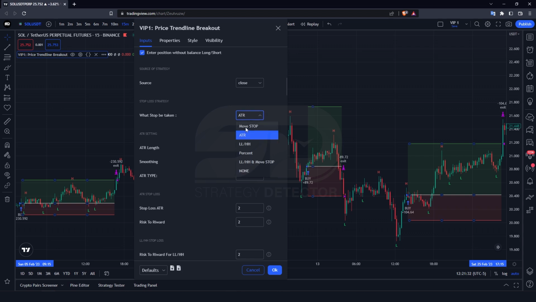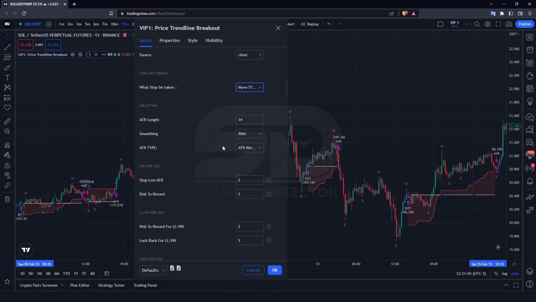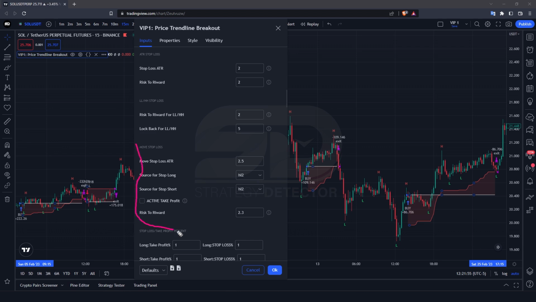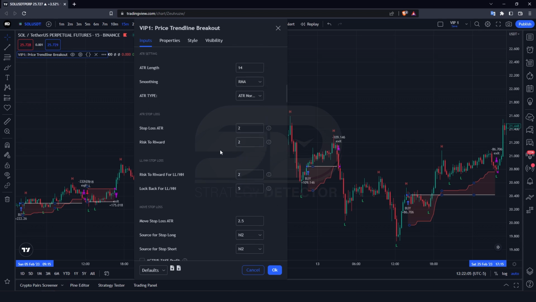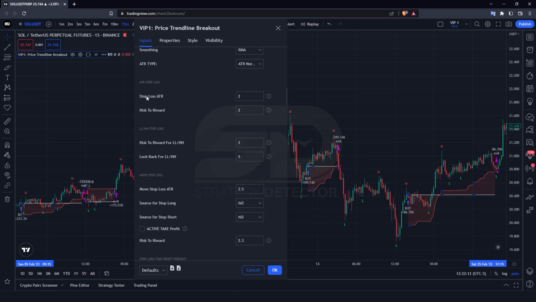And now I'm gonna explain move stop. Move stop means that the stop moves along with the price. The settings related to the move stop are in this section, this part here. So when you choose move stop, you see the move stop settings only here. The other options such as ATR stop loss or lowest low stop loss don't work here.